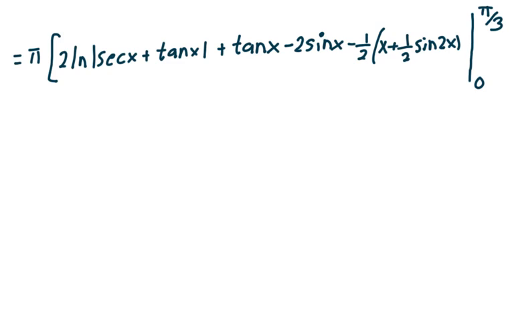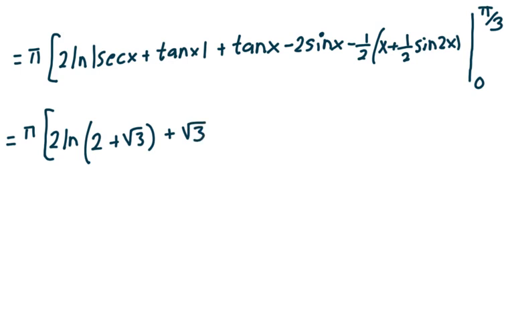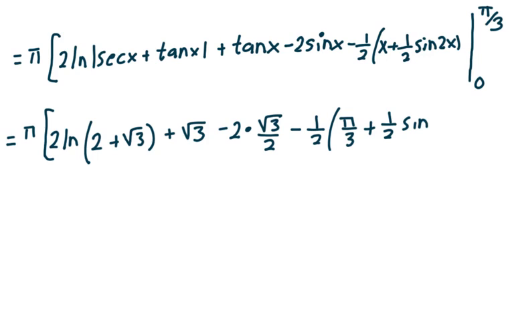And we just got to do a little bit at a time, right? So if we were to plug this in to our calculator, I get 2 natural log of. Now, secant of pi over 3 is 2. I claim that tangent of pi over 3 is square root of 3. So I get 2 natural log of 2 plus the square root of 3. And then tangent of pi over 3, once again, is square root of 3. Sine of pi over 3 is square root of 3 over 2. So I get minus 2 times square root of 3 over 2. Minus 1/2 of pi over 3 plus 1/2 sine of 2 pi over 3.